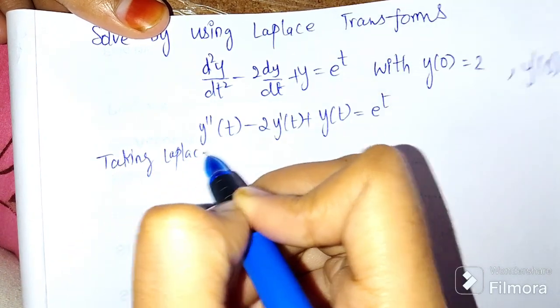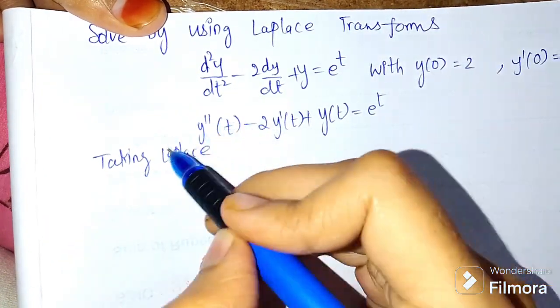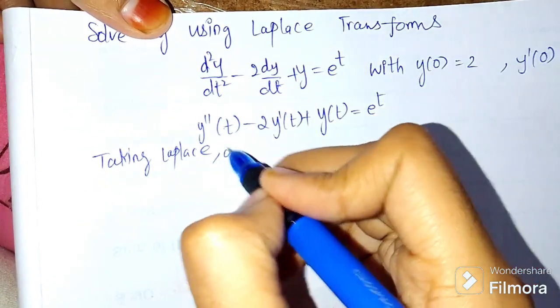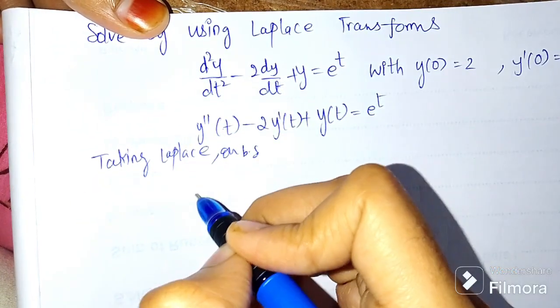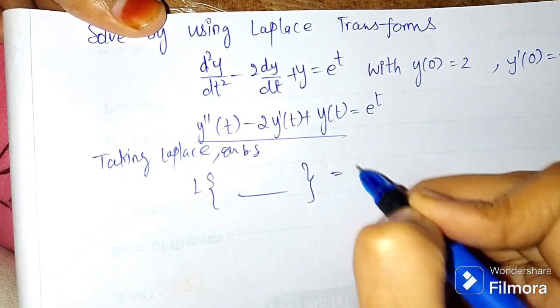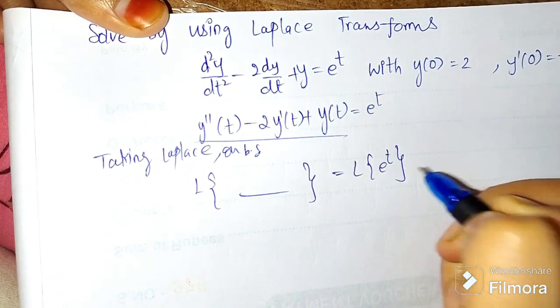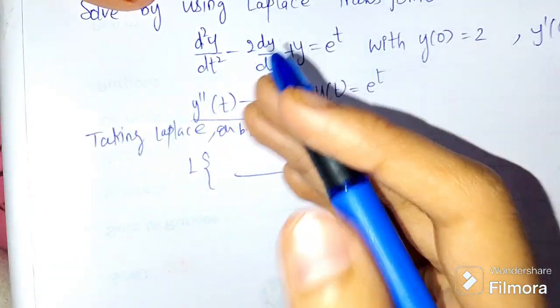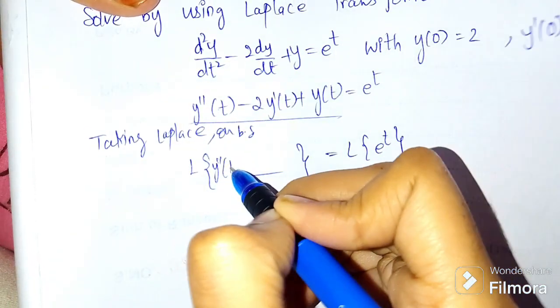Okay, so now the first step is taking Laplace on both sides. Why Laplace? Because I told you whenever t is there we take Laplace, whenever s is there we take inverse Laplace. Okay, taking Laplace on both sides. So write this whole term, Laplace of e power t. So now what is Laplace of y double dash of t? Okay, let me write it.